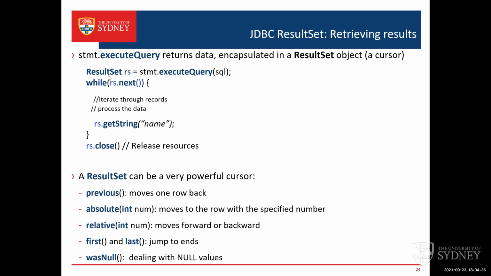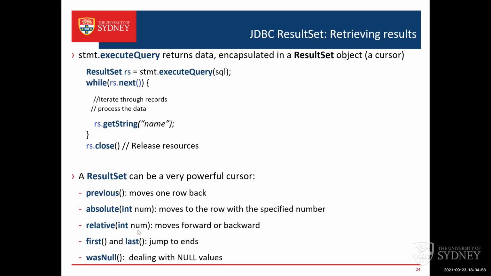In this result set, we have many options, like here we can see next, right? So we also have previous. Next moves to the next one, and previous moves back to the previous row. We can use absolute(int num). So if num is equal to 5, that simply means that it will move to the 5th row.